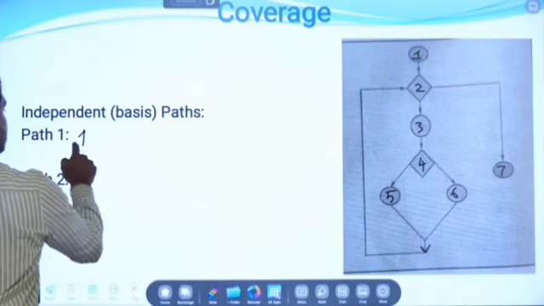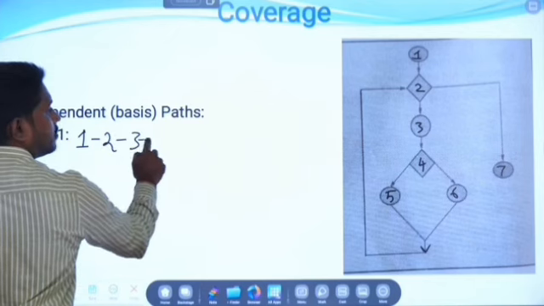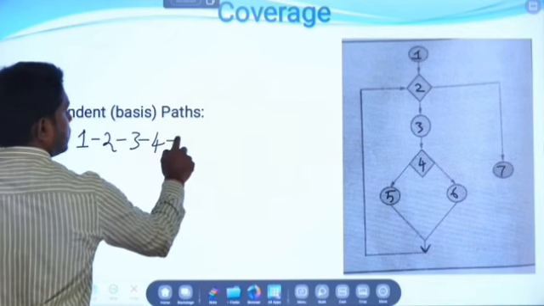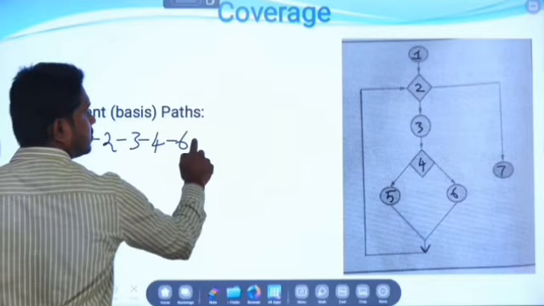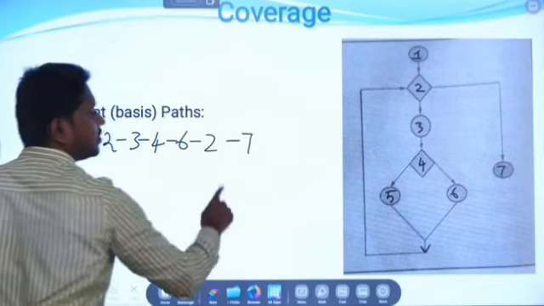So 1, 2, 3, 4, 6, again 2, 7. This is path 1.